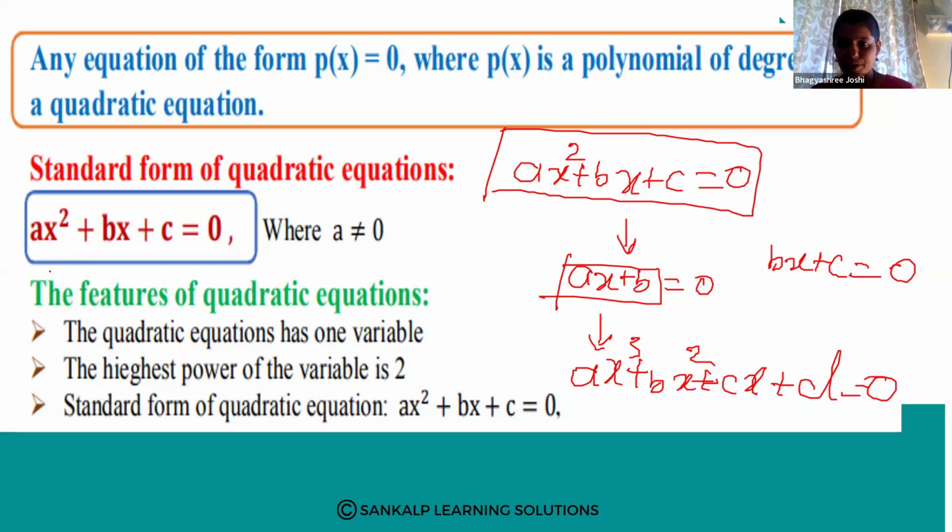The features of the quadratic equation, that means the characteristics of quadratic equations. A quadratic equation has one variable. The highest power of the variable is 2. The standard form of a quadratic equation is ax square plus bx plus c equal to 0.